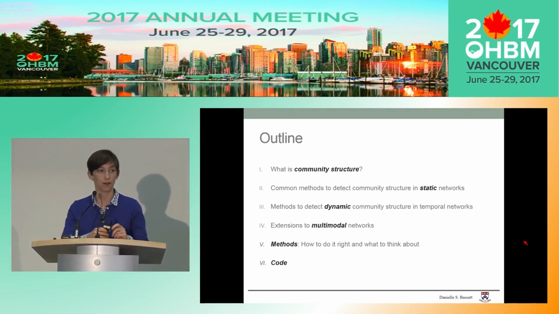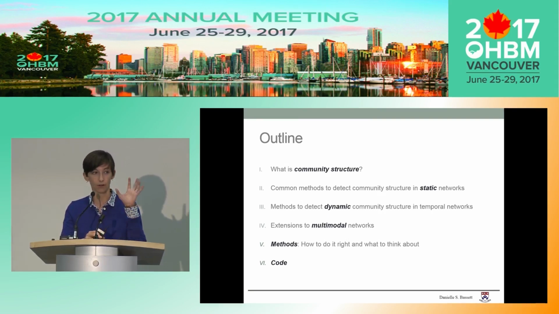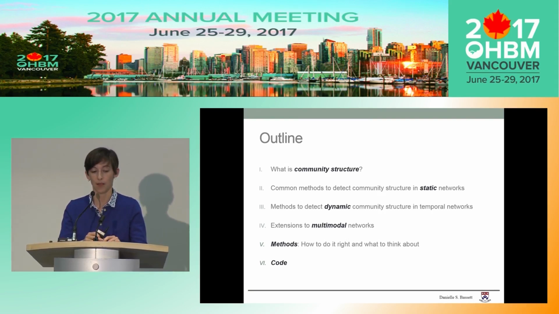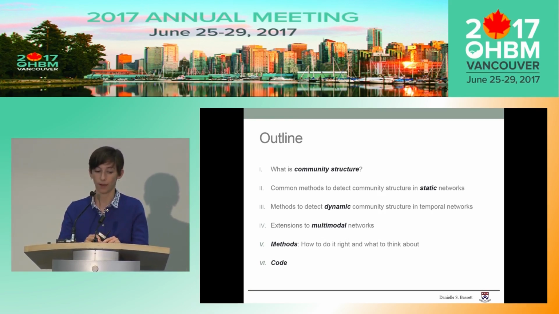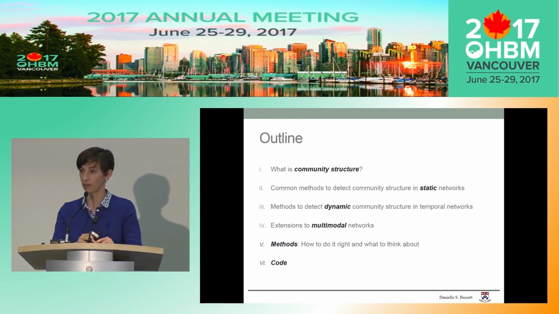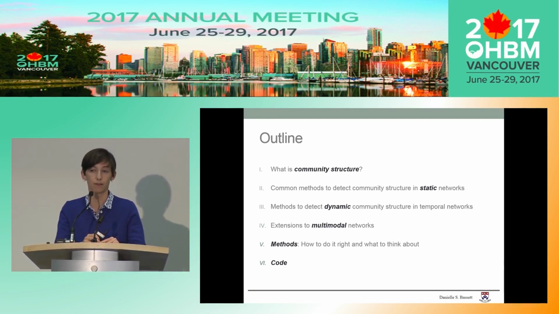So here's the outline of roughly what I want to do over the next couple minutes. The first thing, in order to be skeptical about an idea, first you have to understand what the idea is, right? So we'll talk a little bit about what community structure actually is. Then we'll move into common methods to detect community structure in static networks, which means single instances of a network. Then we'll move into methods for detecting dynamic community structure in temporal networks. So that's when you have a series of networks in a row. Then we'll move on to extensions to multimodal data.